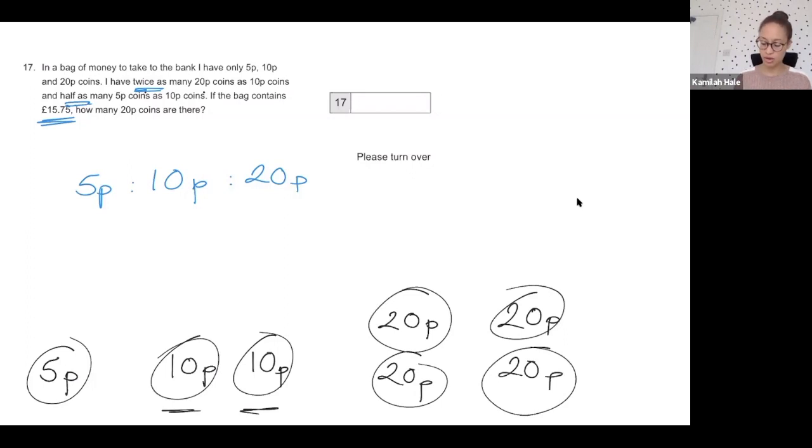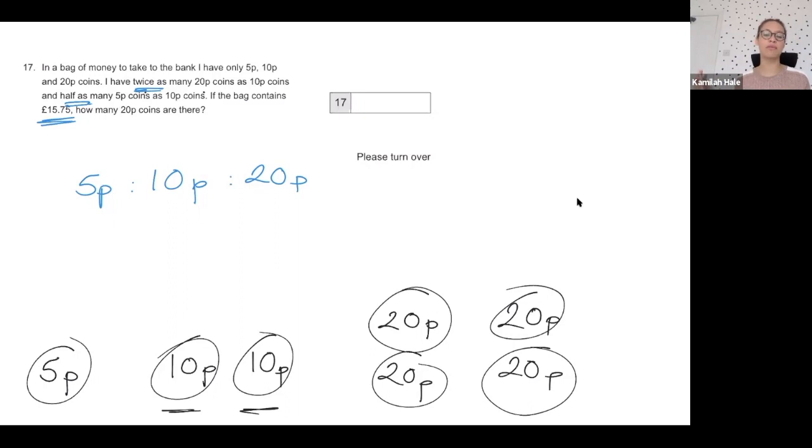So there we go. I'll just reread the question to make sure that what we've done fits. So I have twice as many 20p coins as 10p coins. Yep. And half as many 5p coins as 10p coins. Yep, that's fine too. Now remember what I said about the ratio. We want to put in the values, not the number of coins. So what do I put in the 5p column?